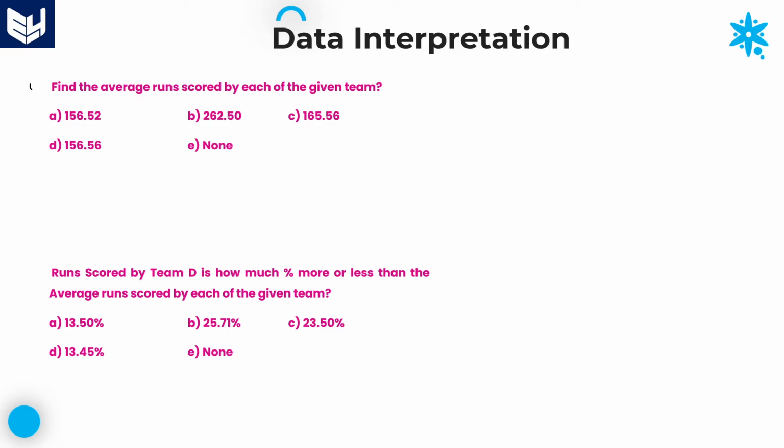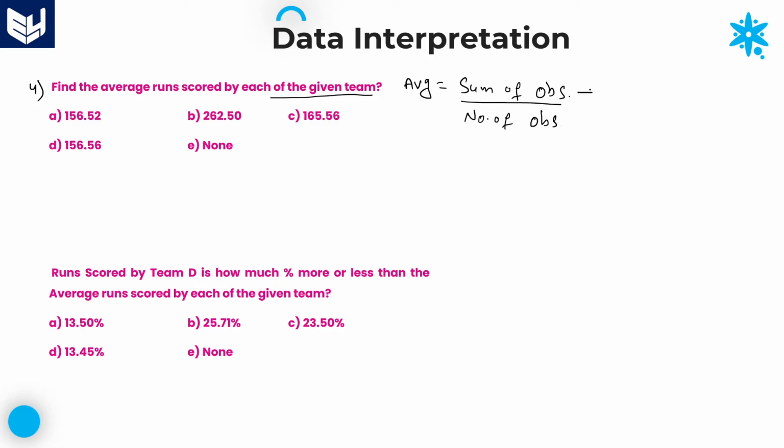Now let us look at the fourth question. Here is the fourth question. Find the average runs scored by each of the given teams. See, we need to calculate the average. As we all know that average is equal to sum of observations divided by number of observations.